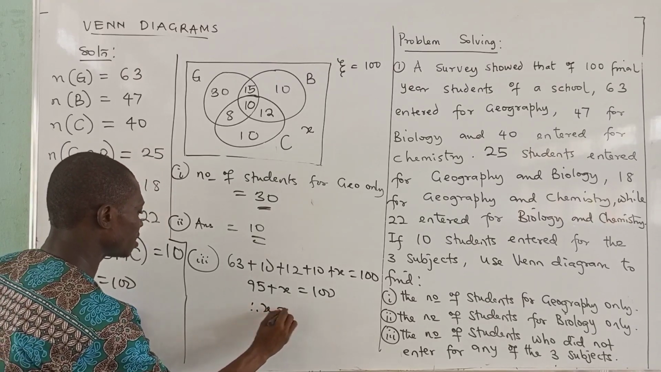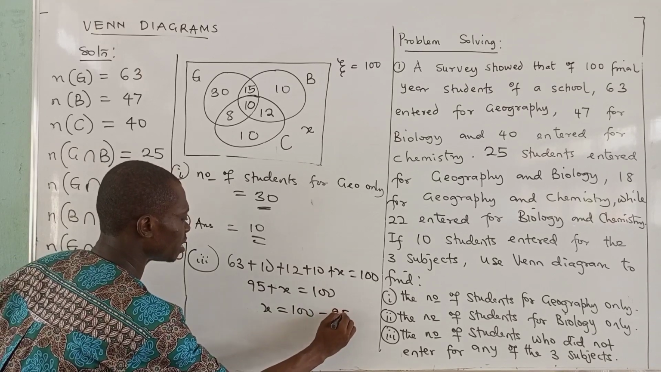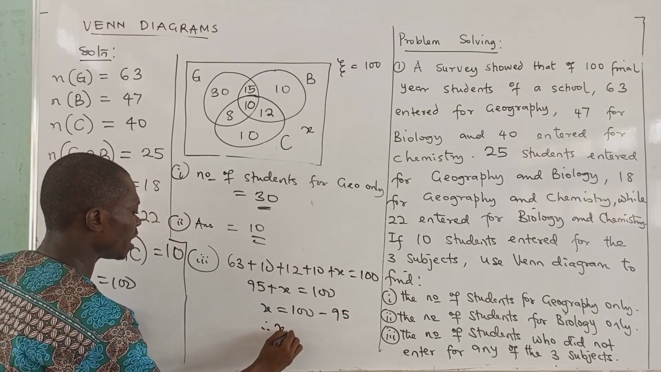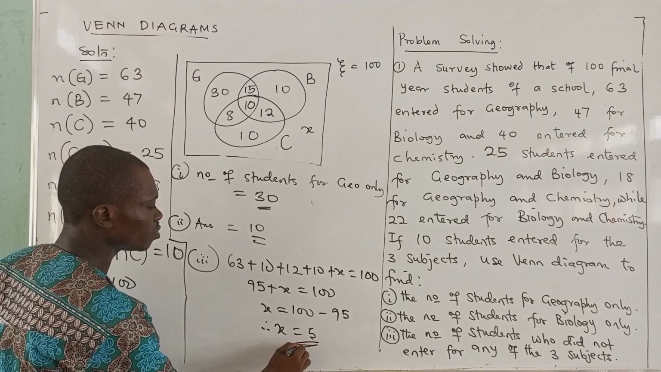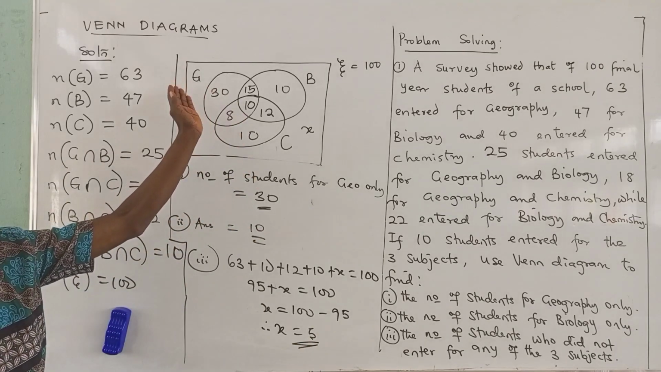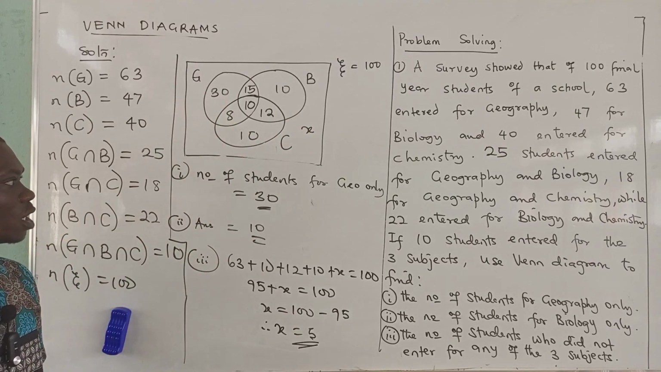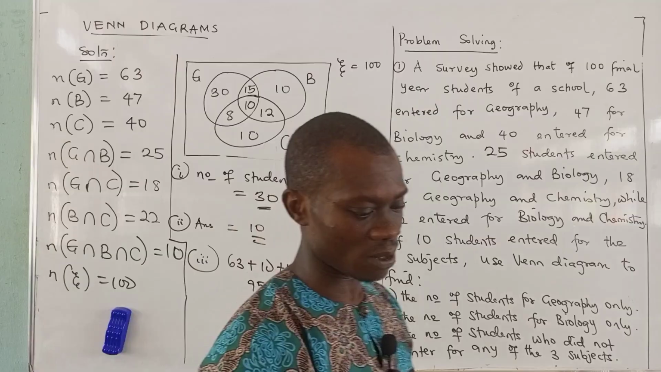Therefore, our X is equal to 100 take away 95, that will be minus 95. Therefore, our X is finally equal to 5. That means there are 5 students who did not offer either of chemistry, biology, or geography. Okay, the next problem. Let's look at the next problem.